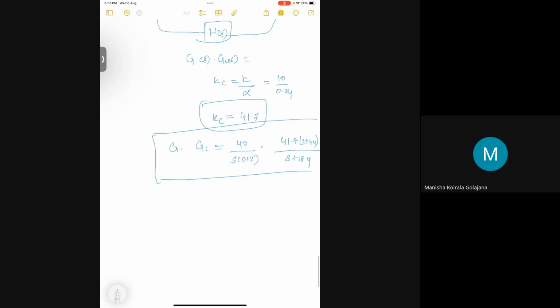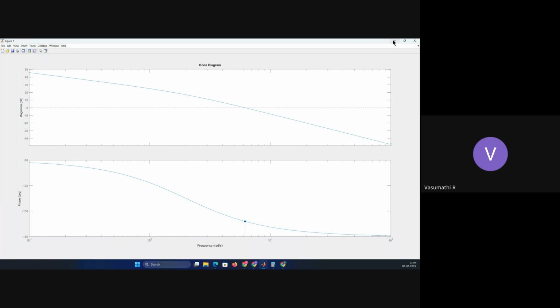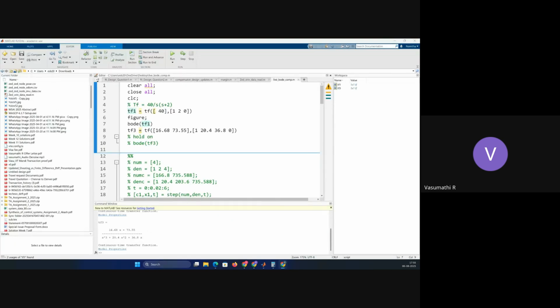Now I have replaced this GC with G. My MATLAB screen is also visible, right? I will resume presenting. Right. Now it is visible, I think. Now I have replaced, this is the overall transfer function. Instead of this in terms of S, I have expanded it and calculated the overall transfer function. Now we are going to check whether the compensation we have done is correct or not.